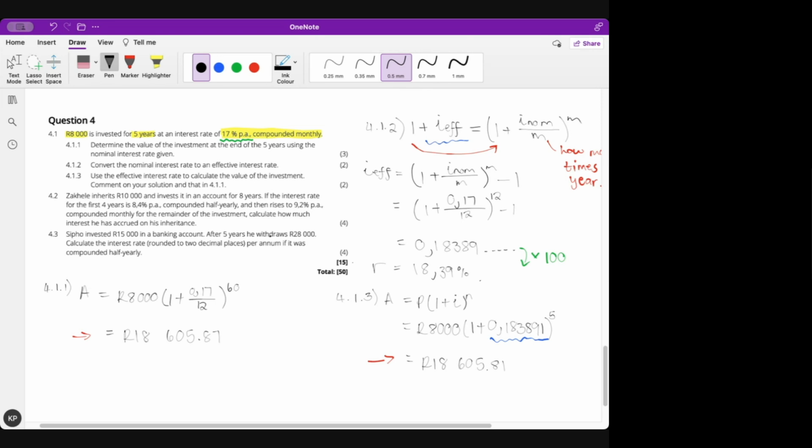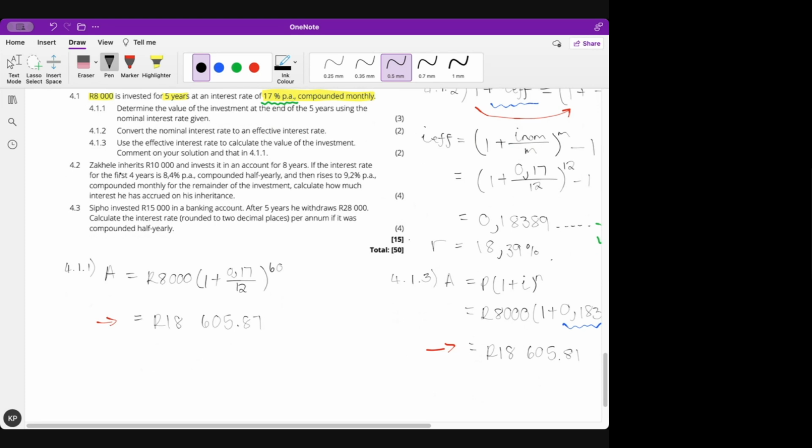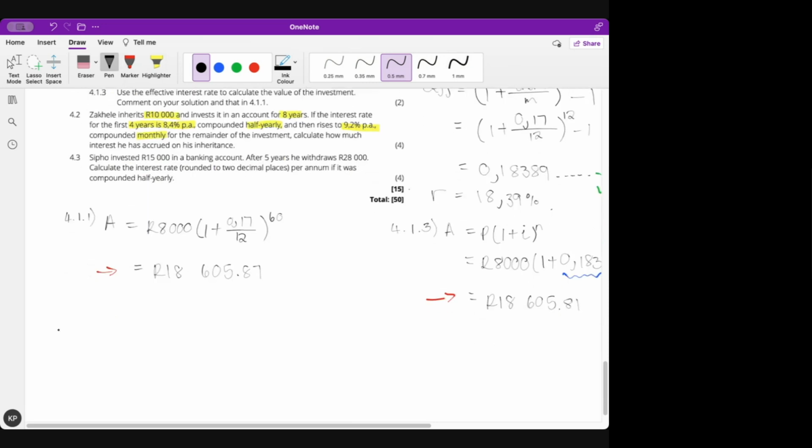Okay, we have 5 minutes left. I think we can squeeze in one more. Let's look at Zakele, who inherits 10,000 rand and invests it in an account for 8 years. The interest rate for the first 4 years is 8.4% per annum, compounded half yearly. Then it goes up to 9.2% per annum, compounded monthly. Calculate how much interest he has earned. They didn't say calculate how much is in the account. They want to know the interest he has earned.